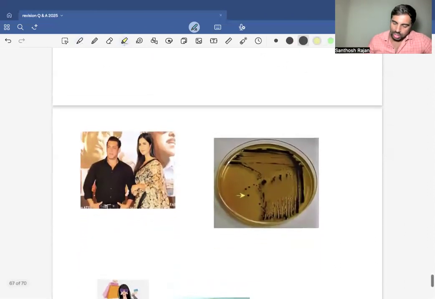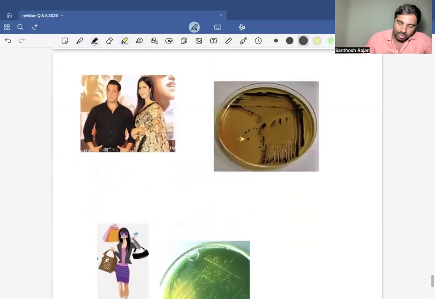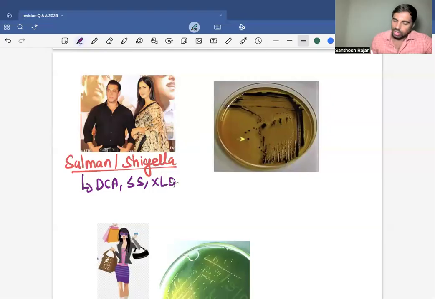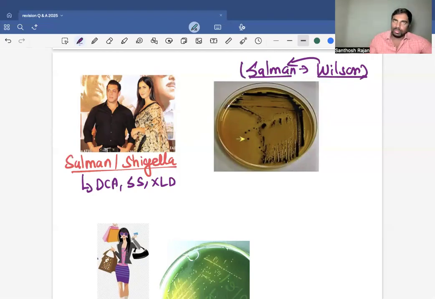Before going to the selective media, this is a shortcut I always told. Think of Salmonella and Shigella as Salman and Sheila. Both of them share everything together. What is the common thing they share? The DCA media, and also XLD agar. But Wilson is a bodyguard specially for Salman, not for Sheila. I'm talking about Wilson Blair media, only for Salmonella.